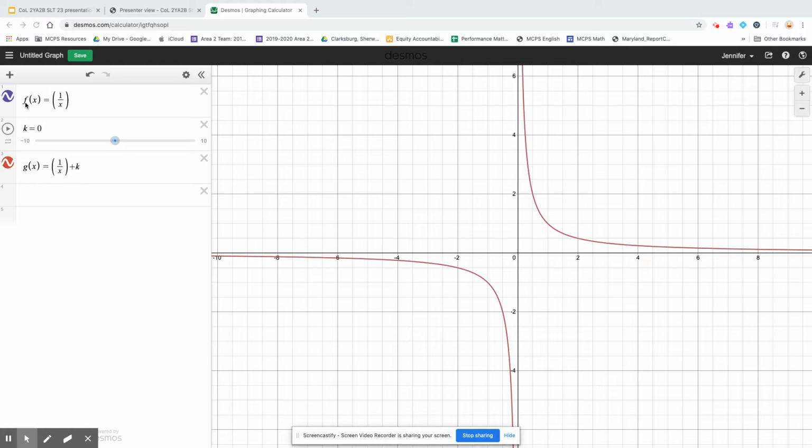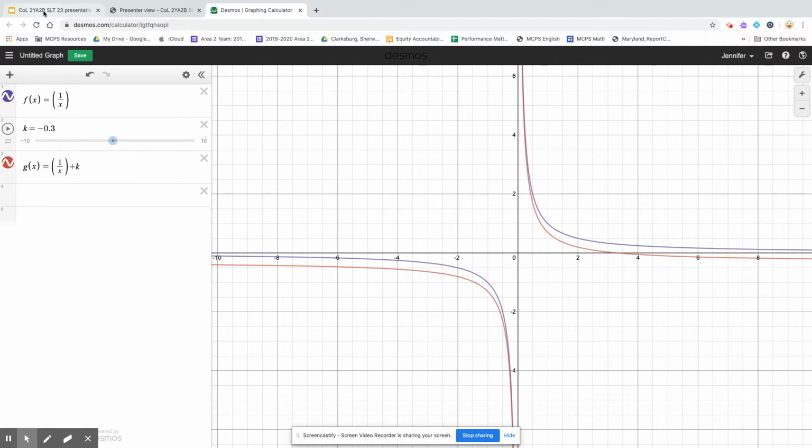I'm starting with the function f of x equals 1 divided by x. Here, I have my k value again, but it is outside of my parent function. Currently, my k value is 0, and therefore my two graphs are on top of each other. I'm going to change the value of k from 0 to positive numbers, and I notice that my horizontal asymptote goes up. What happens if I have negative values? My horizontal asymptote goes down.